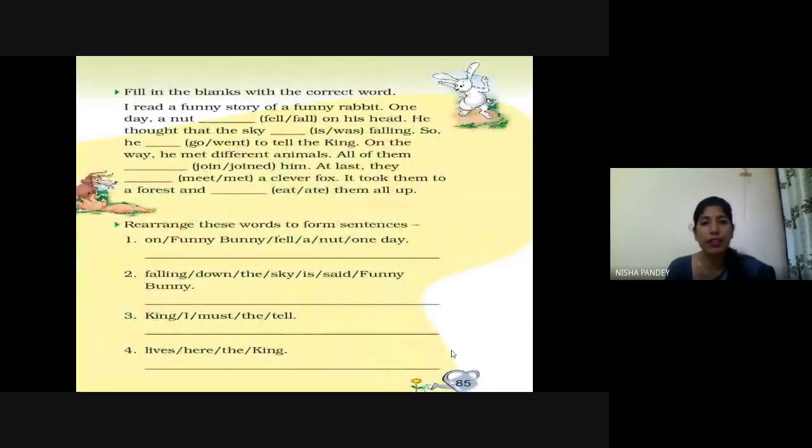Okay, so let's see. This is the fill in the blanks given in our textbook, and it is based on our story, Funny Bunny, which we have discussed many times. Today, I'll read for you, and you have to select the correct answer, which is given in the bracket. We have two options here: fell or fall. So these are verbs. What you have to do is choose the correct verb or word and tell me the answer. I read a funny story of a funny rabbit. One day, a nut fell or fall on his head.